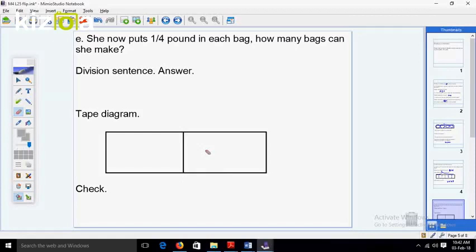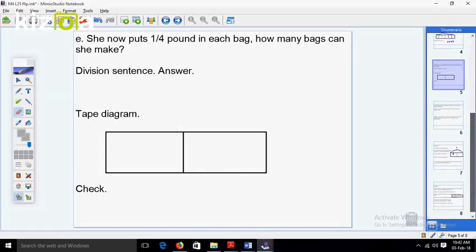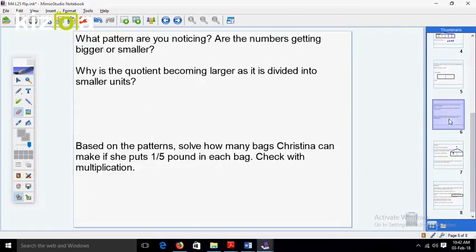Check it before you put your answer in, because you can definitely know what your answer is before, and you don't even have to guess. All right, so hopefully by now you're noticing a pattern. Are the numbers getting bigger or are they getting smaller?